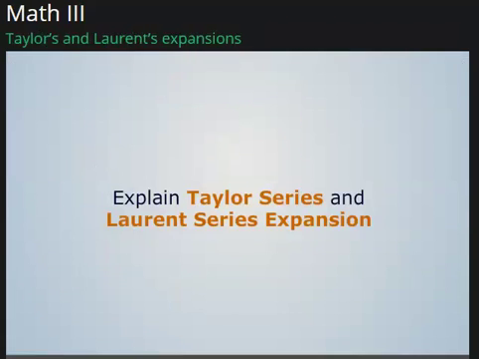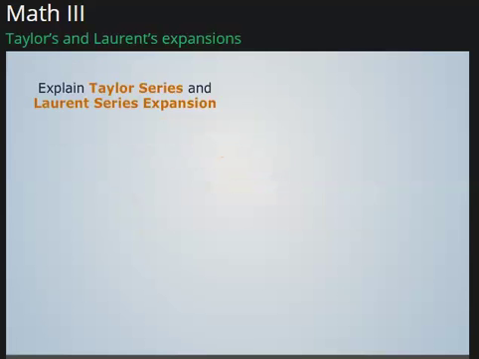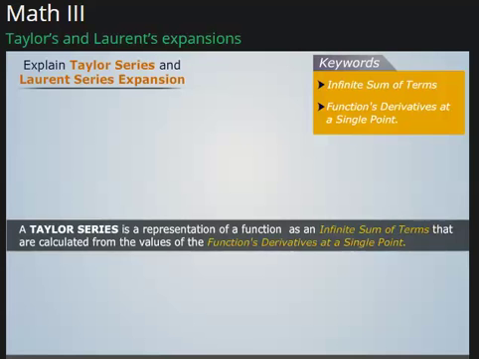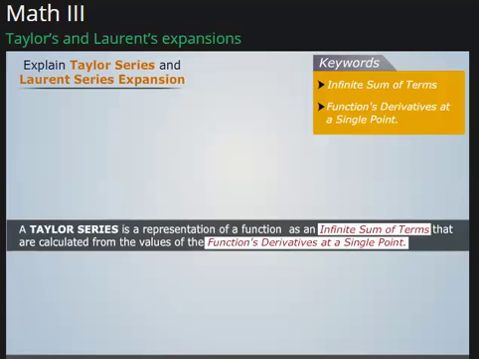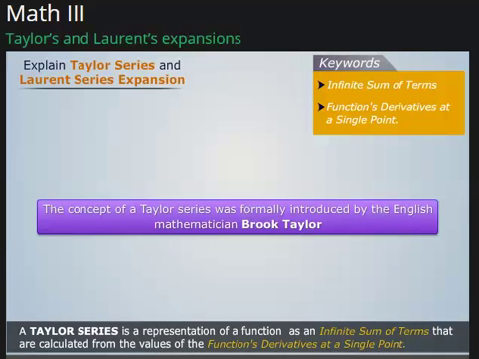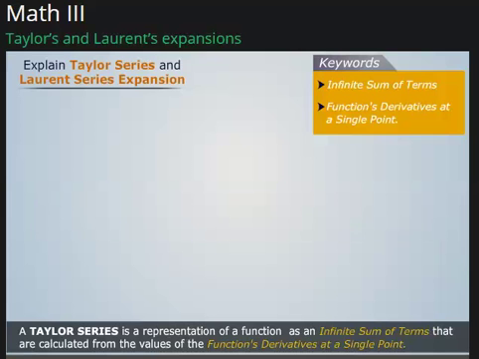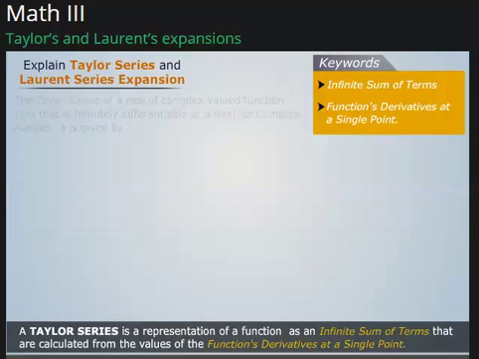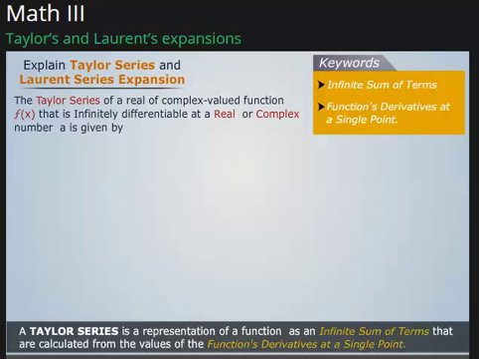Explain Taylor series and Laurent series expansion. A Taylor series is a representation of a function as an infinite sum of terms that are calculated from the values of the function's derivatives at a single point. The concept of a Taylor series was formally introduced by the English mathematician Brook Taylor. The Taylor series of a function is the limit of that function's Taylor polynomials, provided that the limit exists. The Taylor series of a real or complex valued function f(x) that is infinitely differentiable at a real or complex number a is given by.